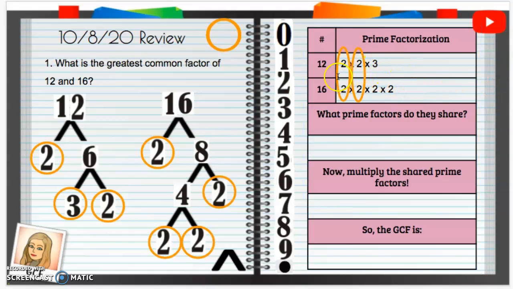So the only two prime factors they share, we're going to take 1 from each match. So we're going to take 1 of these 2's, and we are going to take 1 of these 2's. Now, multiply these shared prime factors. So what is 2 times 2? That equals 4. So our greatest common factor is 4. It's as simple as that. Bada bing, bada boom. Awesome job.